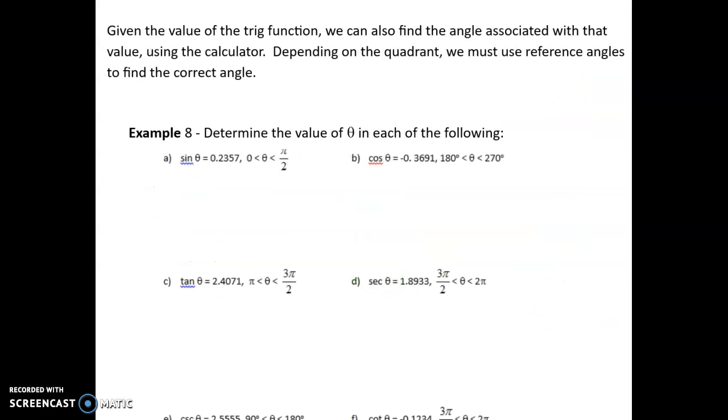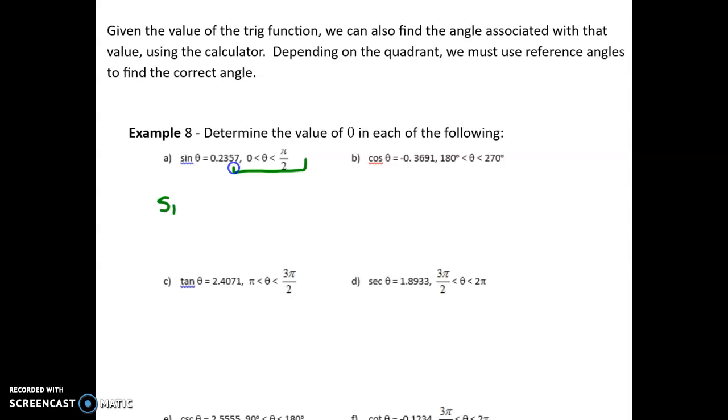Let's look then to example 8. Example 8 is determining the value of theta in each of the following. So be careful here. Now we're going backwards. You also need to make sure you're in either radians or degrees based on your domain. So here the domain is in radians, so my answer and your calculator need to be in radians.